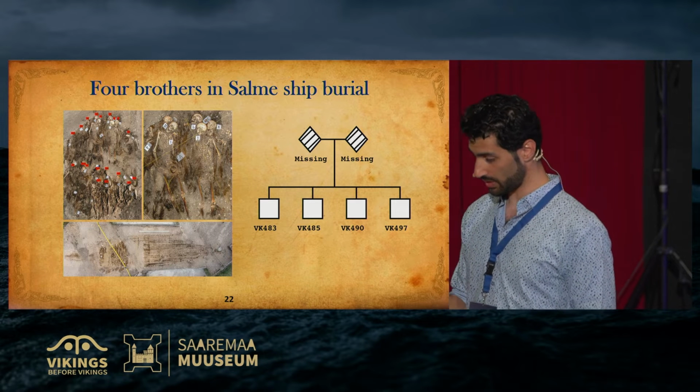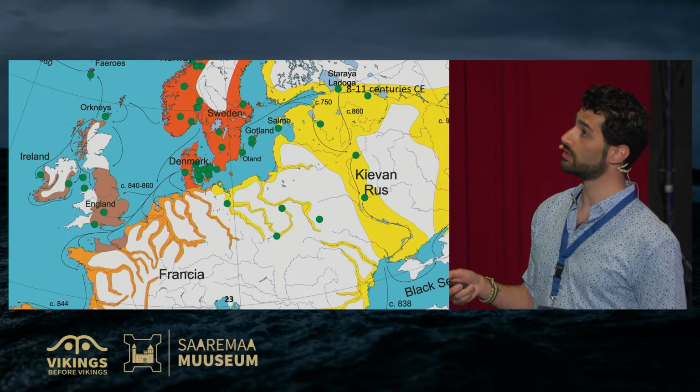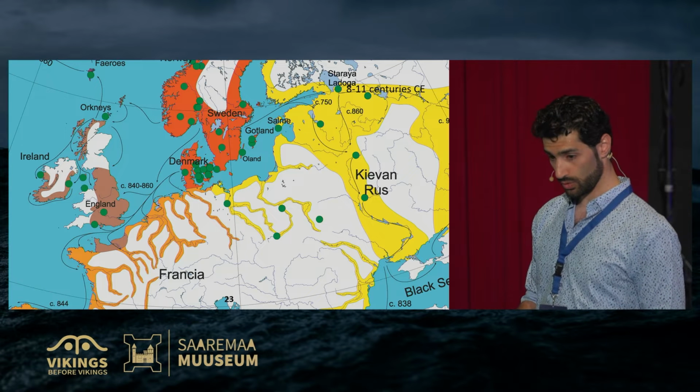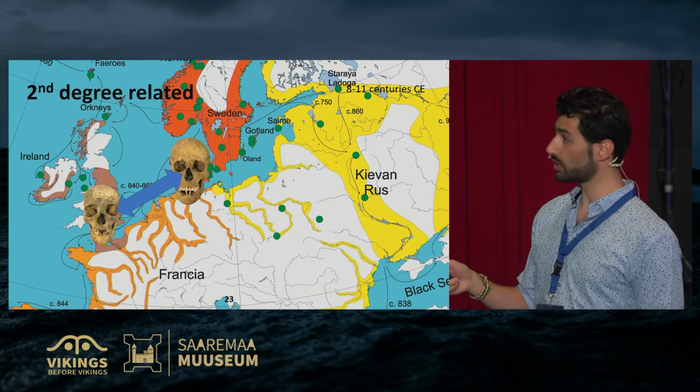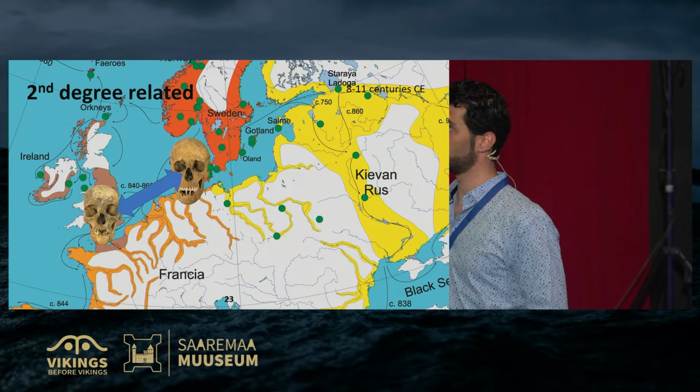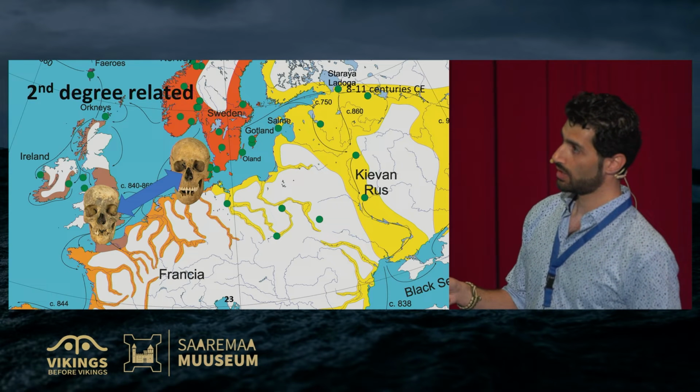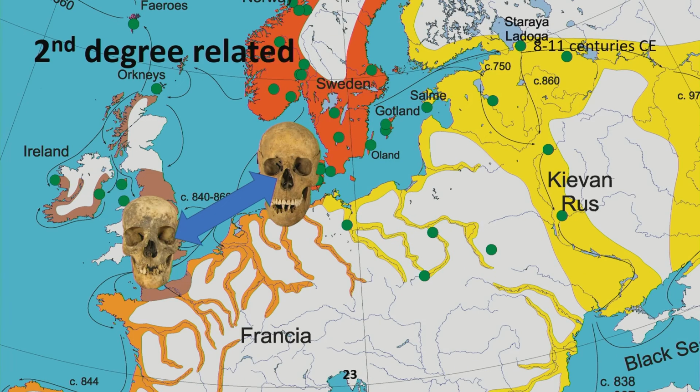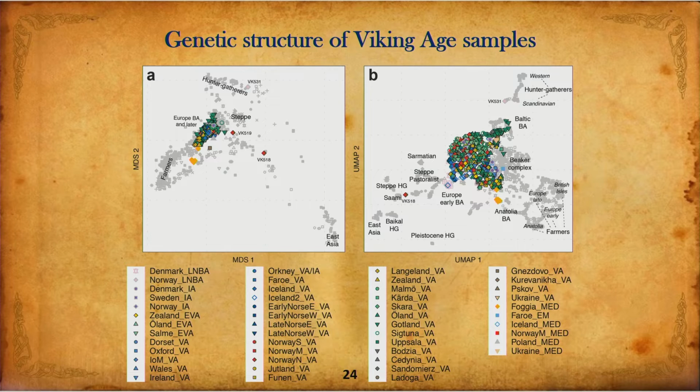But what was actually surprising was to find 2 individuals 500 kilometers apart from each other, one in present-day Denmark, the other in Oxford in Britain. They were 2 males, second degree related, so it could be, for example, grandfather and grandson, or uncle and nephew. And I didn't show it here, but we also found maybe cousins, one in Uppsala, another in Åland, again hundreds of kilometers apart. So this was something we didn't expect.